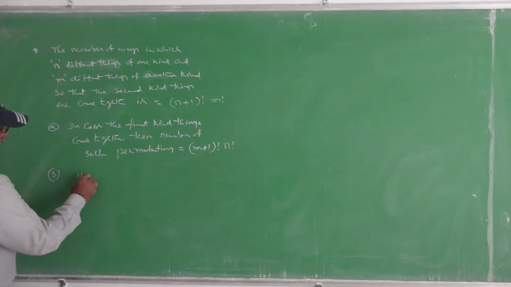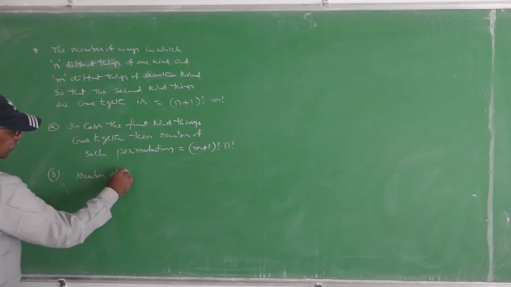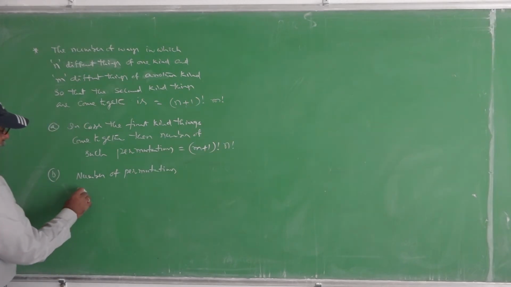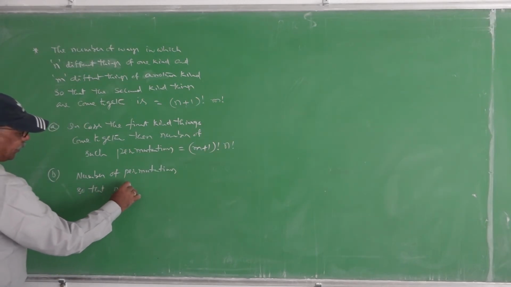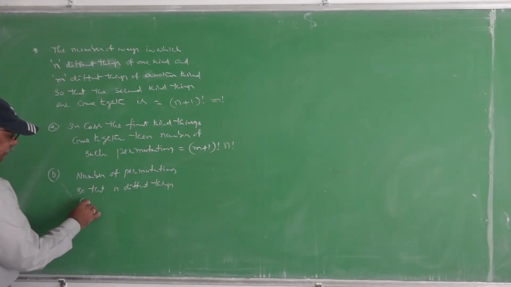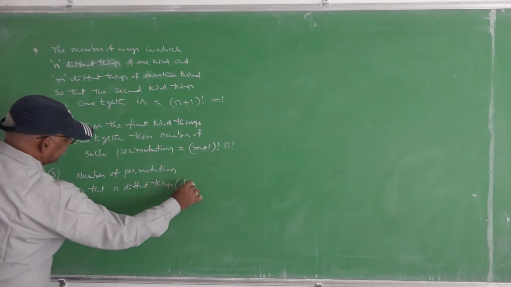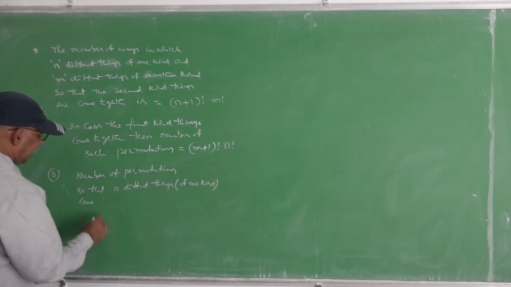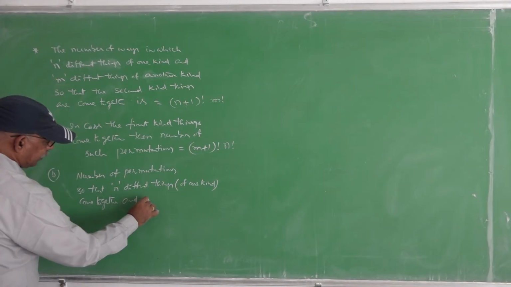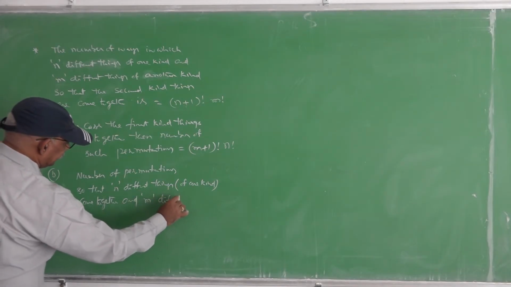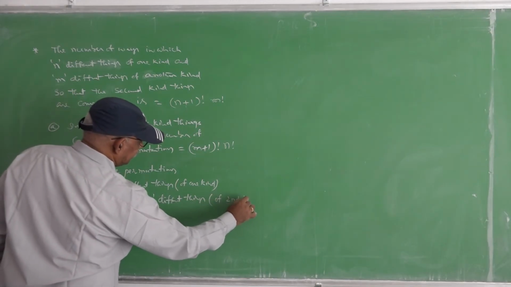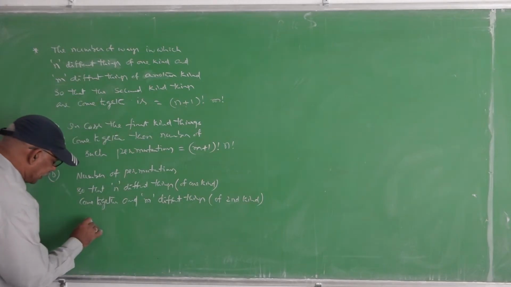Number of permutations, in this case, so that n different things of one kind come together, and m different things of the second kind also come together.